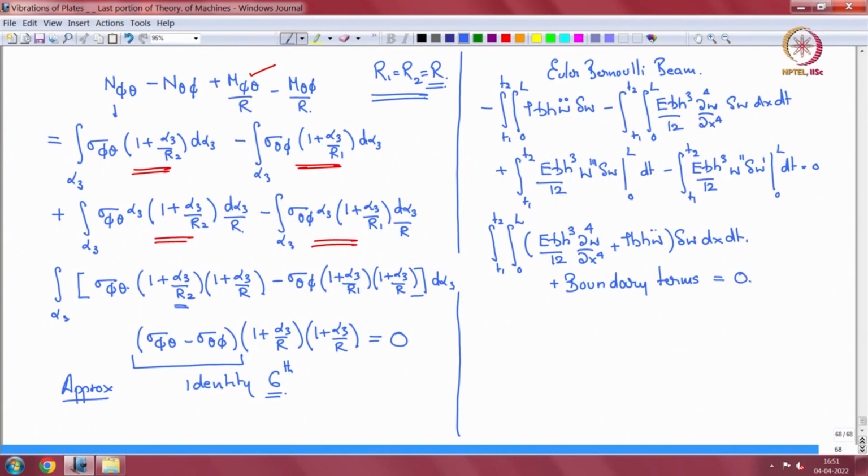Now, how do we say that each of these terms must be 0? This term must be 0 independently, that must be 0 independently, this must be 0 independently. How do we say that? That comes from the lemma of the calculus of variations.